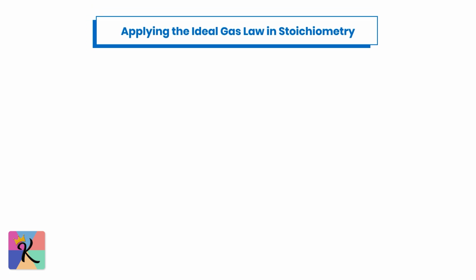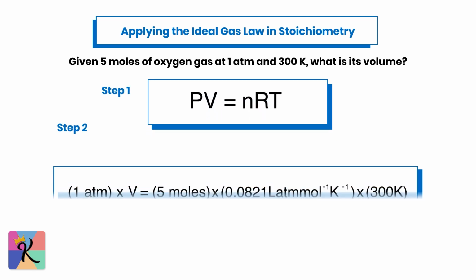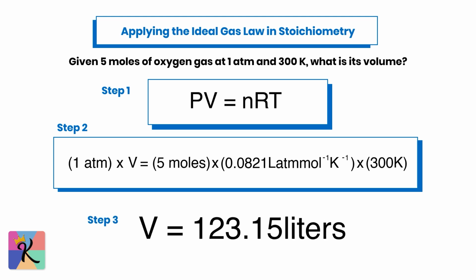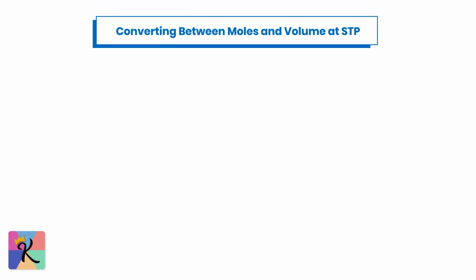Let's apply the ideal gas law to a problem. Suppose you have 5 moles of oxygen gas at 1 atm and 300 K. What's the volume? With this approach, we find that the volume of 5 moles of oxygen gas at 1 atm and 300 K is approximately 123.15 liters. At STP, converting between moles and volume is straightforward.